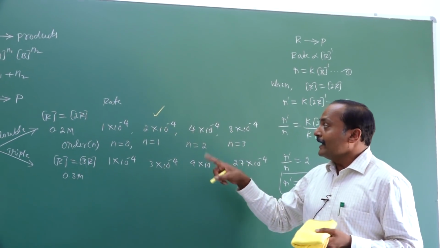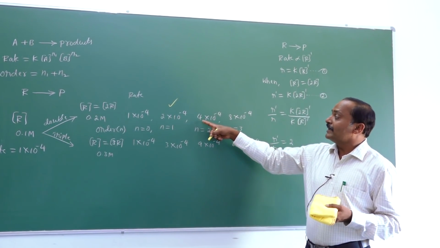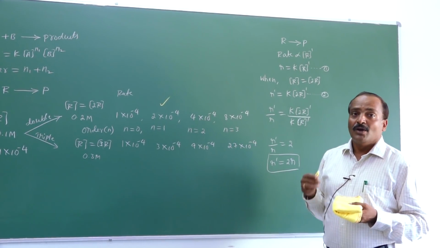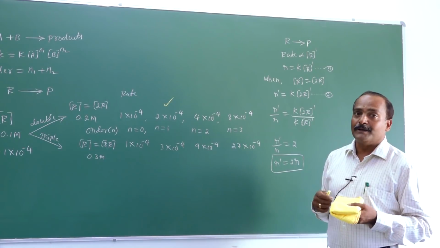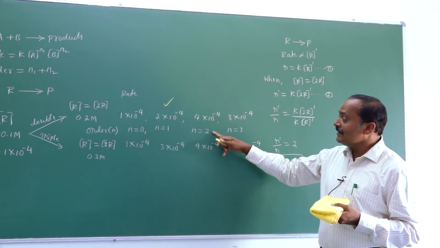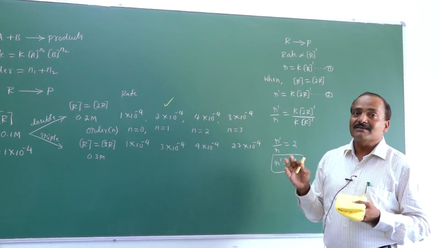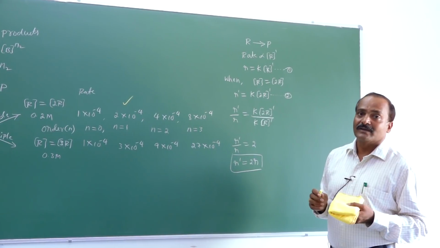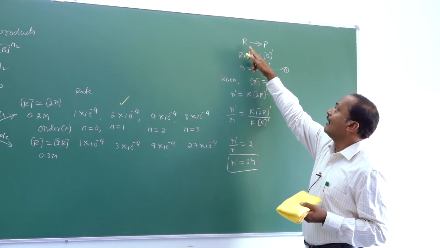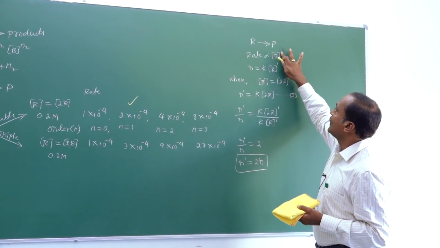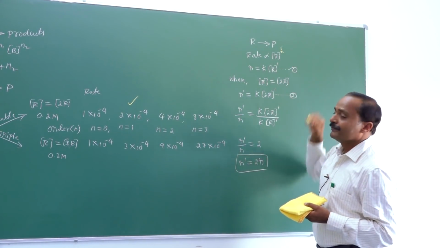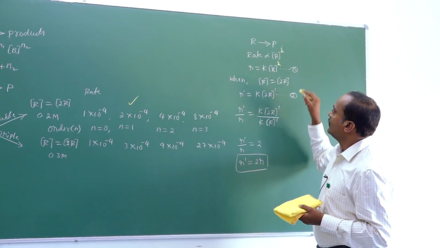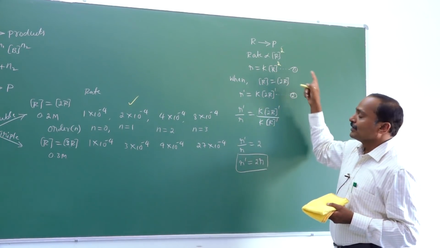Next, show that the rate of a second order reaction increases by a factor of 4 when the concentration of the reactant is doubled. Consider a second order reaction. R gives rise to P, rate proportional to R power 2. Then rate is equal to K into R power 2. We call it equation number 1.